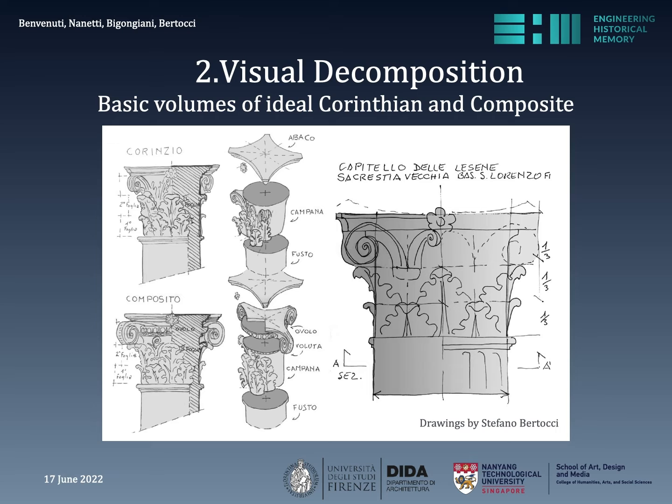One reason for this interpretation might be based on capitals that Martini saw at this time of rediscovery of classical architecture, when Vitruvius' description was associated with both Corinthian and composite architectural order. Here are drawings done by Stefano Bertocci, showing the breakdown of different parts composing Corinthian and composite capitals, with an exemplification of the proportions between the various elements.